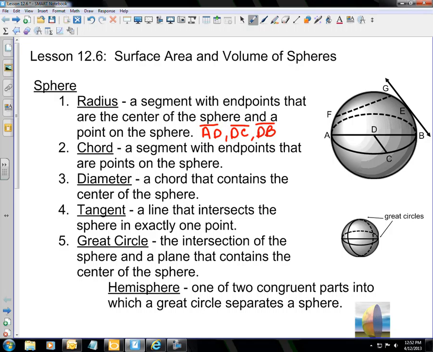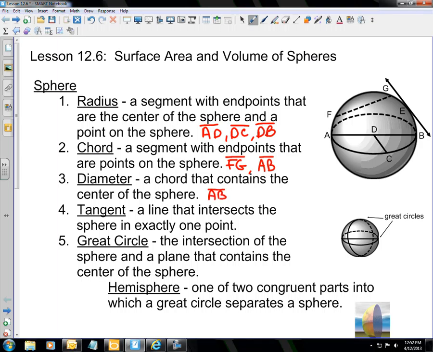So what would your chord be? FG. Is there another one? No. AB. Okay. AB is a special type of chord. What kind of chord is it? It is the diameter because it contains the center of the sphere.